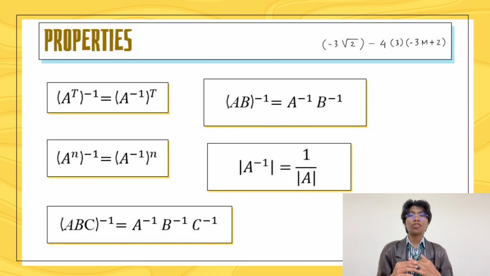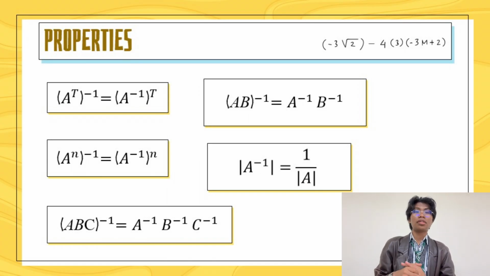First of all, we get (A transpose) inverse equals (A inverse) transpose. Second, we got (AN) inverse equals A inverse N. The third will be (AB) inverse equals B inverse A inverse. And the fourth will be determinant of A inverse equals 1 over determinant A. And the fifth will be (ABC) inverse equals C inverse, B inverse, A inverse.